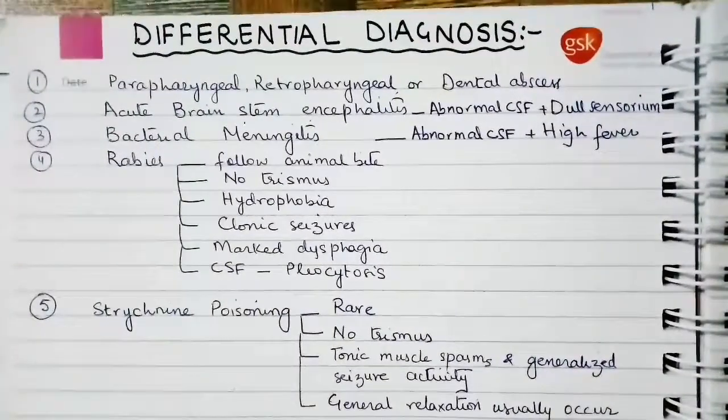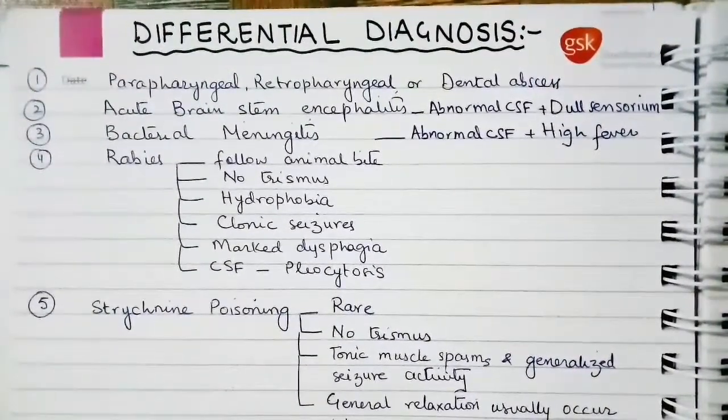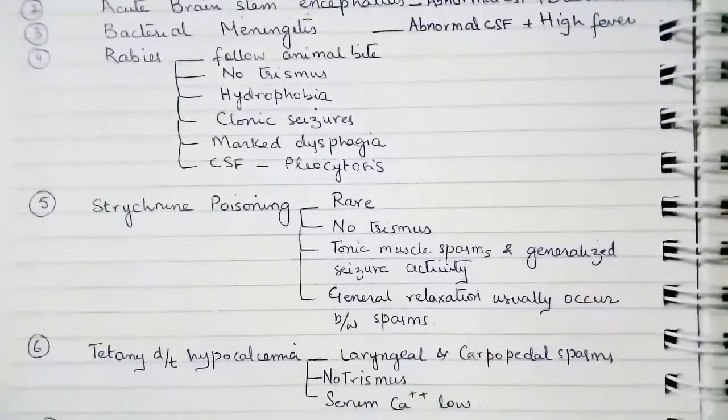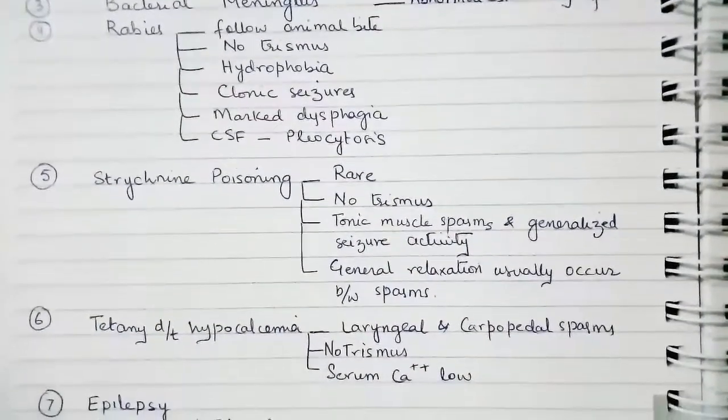Now the differentials of tetanus include parapharyngeal, retropharyngeal, or dental abscess, brainstem encephalitis, bacterial meningitis, rabies, strychnine poisoning, tetany, epilepsy, narcotic withdrawal, and birth trauma.